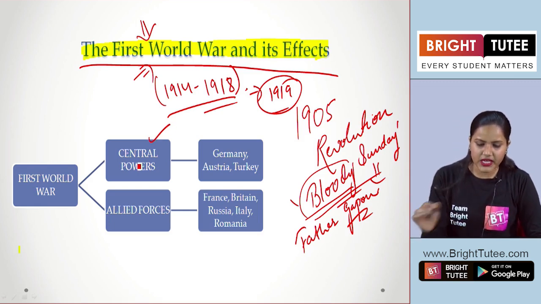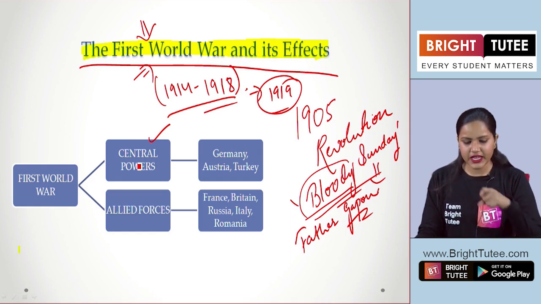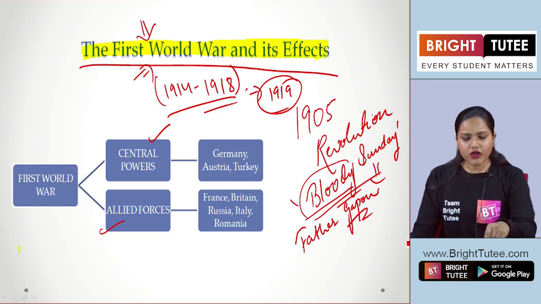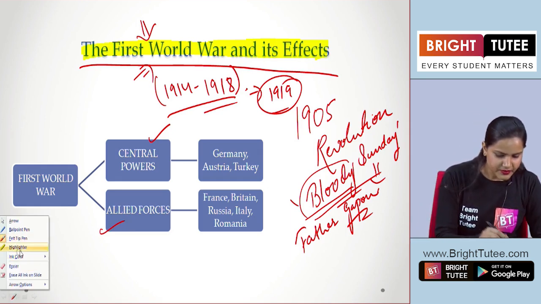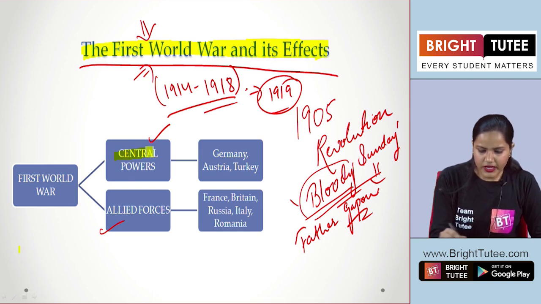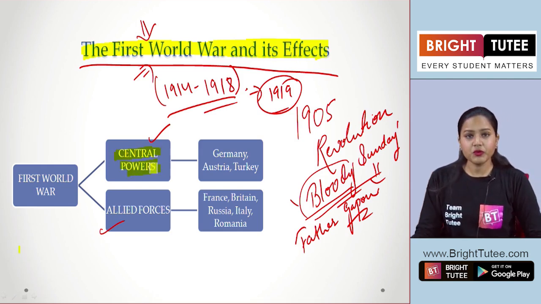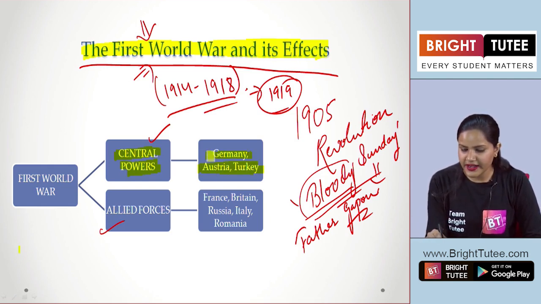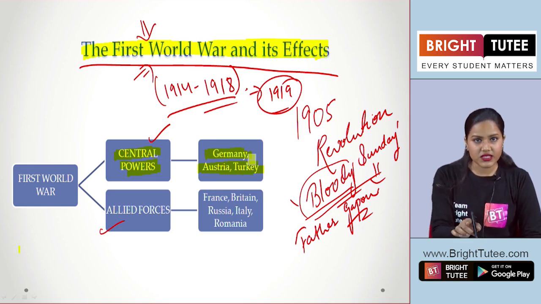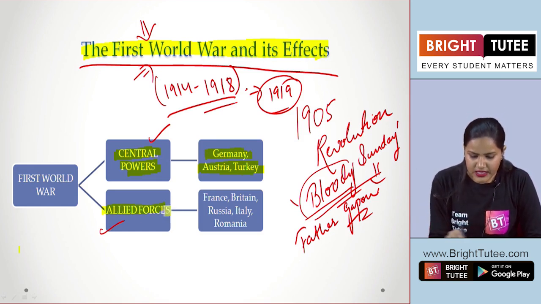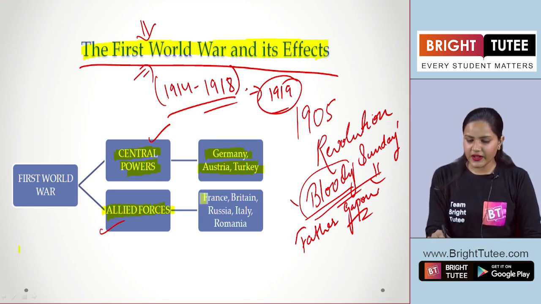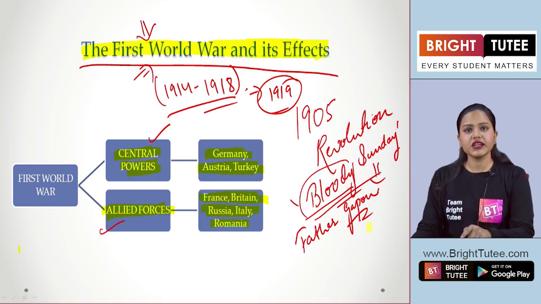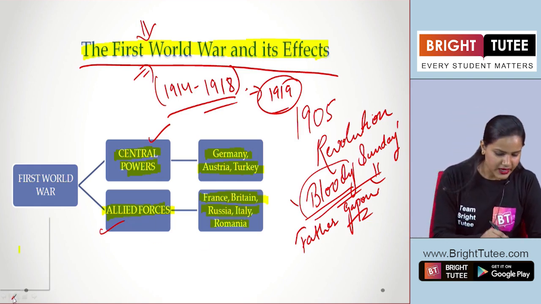The first group is the Central Powers and the second group is the Allied Forces or the Allied Powers. When we are talking about the Central Powers, what were the countries? The main countries were Germany, Austria and Turkey. They were fighting on one side, and on the Allied side we see these countries: France, Britain, Russia, Italy, Romania.